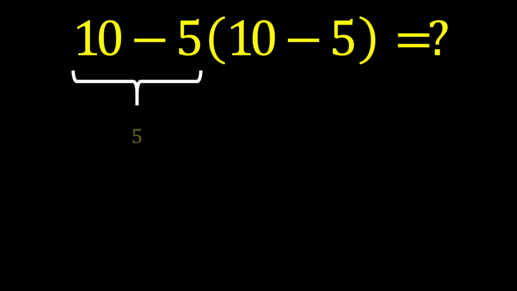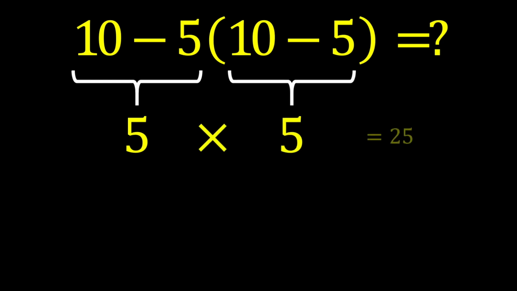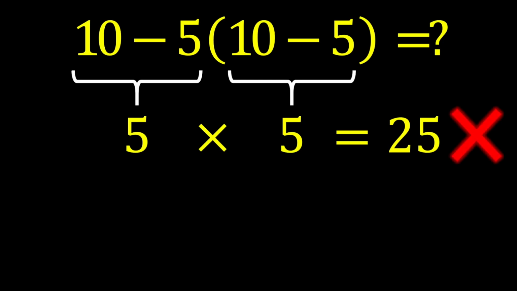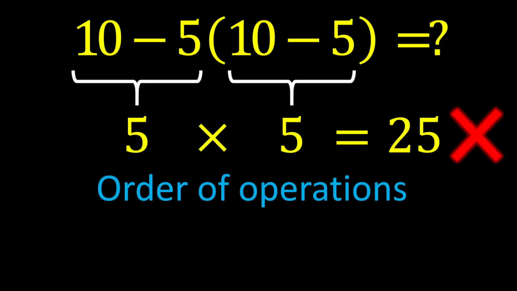10 minus 5 equals 5. And again, inside the parentheses, 10 minus 5 also equals 5. Finally, 5 times 5 equals 25. But this answer is not correct because we did not follow the order of operations, which is one of the most important rules in mathematics.